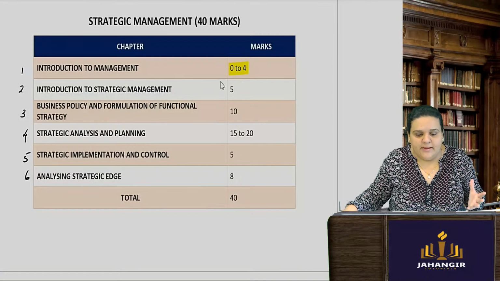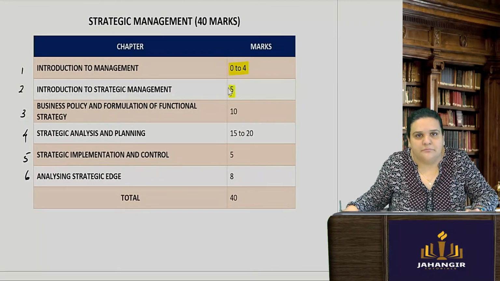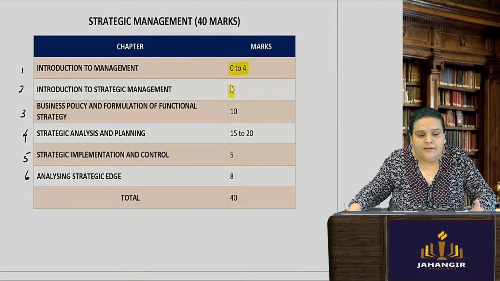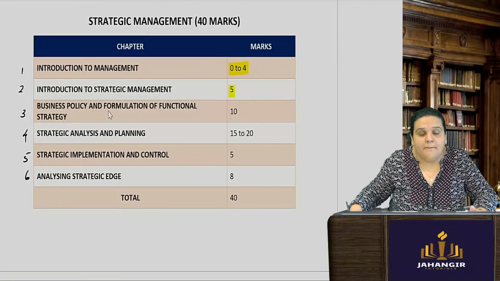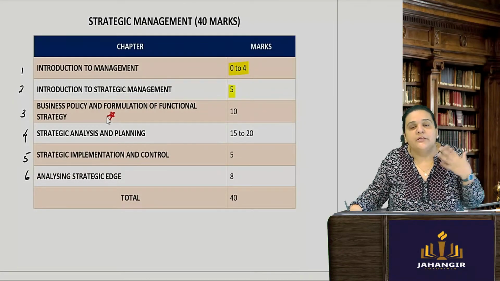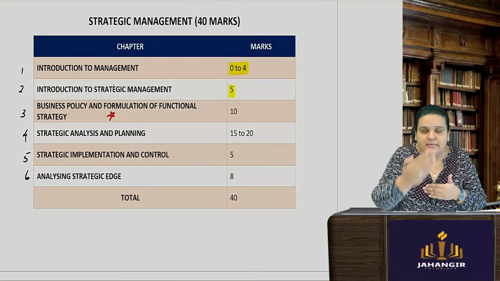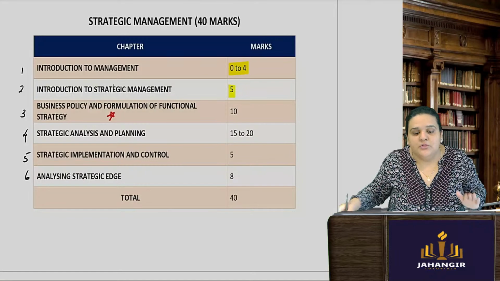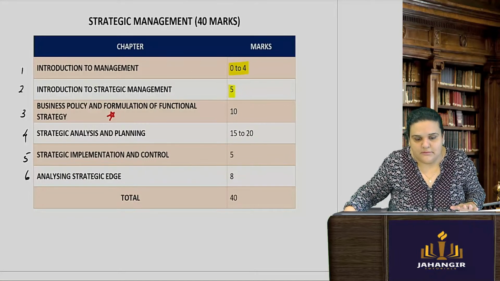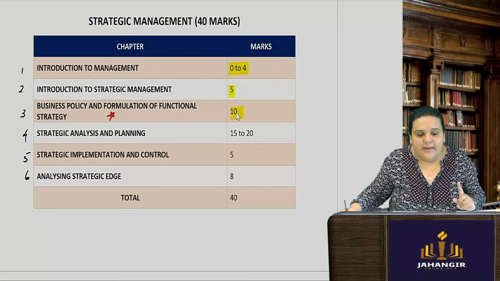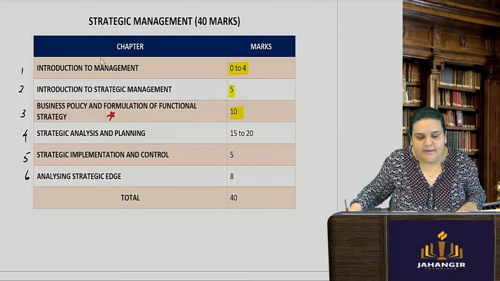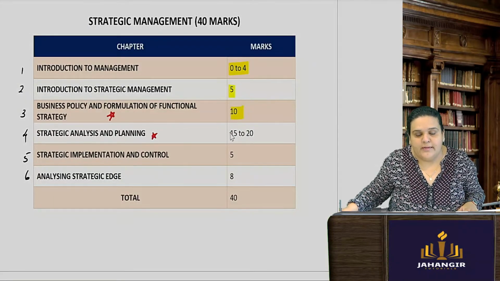Introduction to strategic management, 5 marks. Coming to the important chapter, which is business policy and formulation of functional strategy, which has a correlation with what we are studying in financial management. So that is for a good 10 marks. And strategic analysis and planning is 15 to 20 marks.